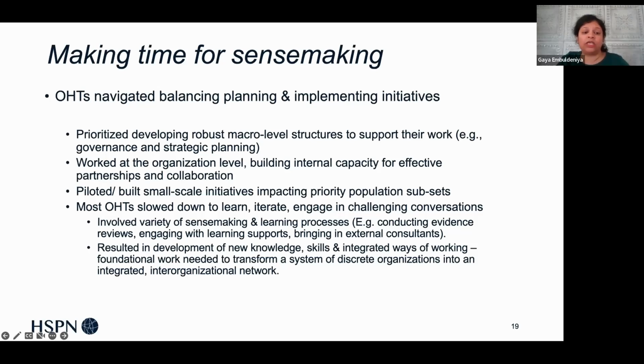So just slowing down to take stock, to learn, iterate, engaging in challenging conversations really helped. And sense-making and learning processes might include conducting evidence reviews, engaging with learning supports, bringing in external consultants, and so on. And it was really this work of sense-making that resulted in the development of new ways of thinking and working, right? So it was a foundational work needed to move from discrete organizations to an integrated network.